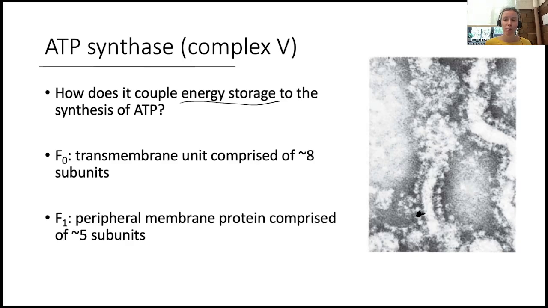It has 2 major parts. The F0 is a transmembrane unit comprised of roughly 8 individual subunits. The F1 is a peripheral membrane protein comprised of about 5 individual subunits. Let's walk through each of these together. Up next, we'll learn about the F0 subunit.